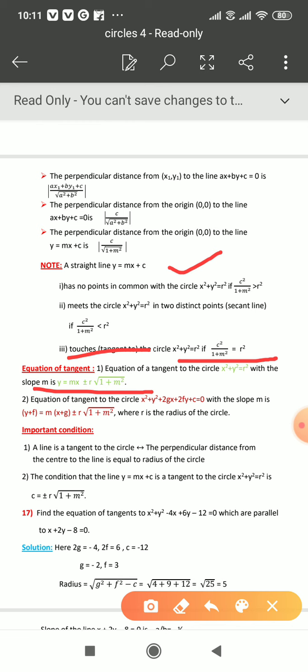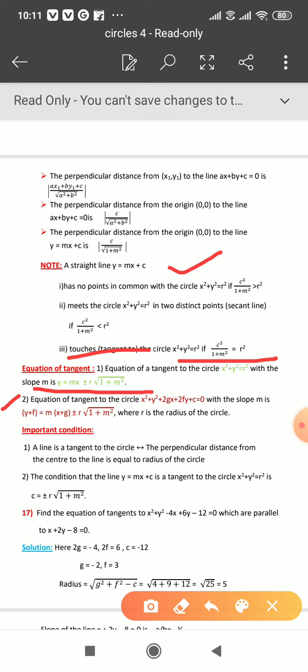If the center is not 0 0, the center is not the origin, what do we say about that? Here this is the second concept. Equation of the tangent to the circle x square plus y square plus 2gx plus 2fy plus c is equal to 0 with the slope m is, remember this, y plus f is equal to m into x plus g plus or minus r into square root of 1 plus m square. Here what is r? R is the radius of the circle. This is the general formula.